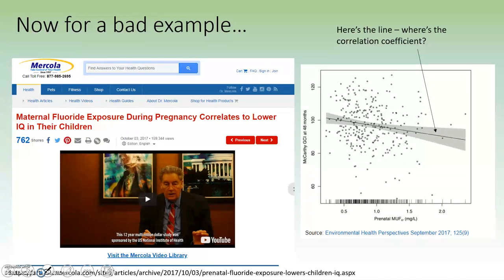So let's look at the actual study this post is based on, and the graph that appears to show a negative correlation between maternal exposure to fluoride and child IQ. This is a scatter plot with a line of best fit. But where is the correlation coefficient so we can see how good the data fits the line? It turns out the authors of this paper don't provide one.